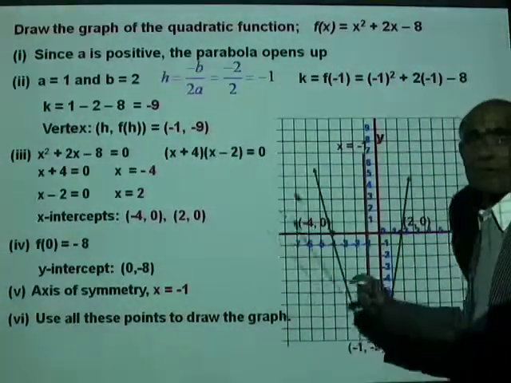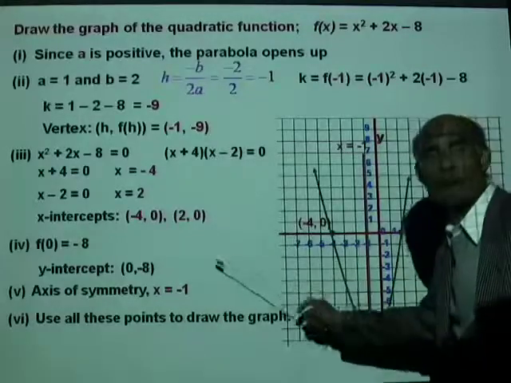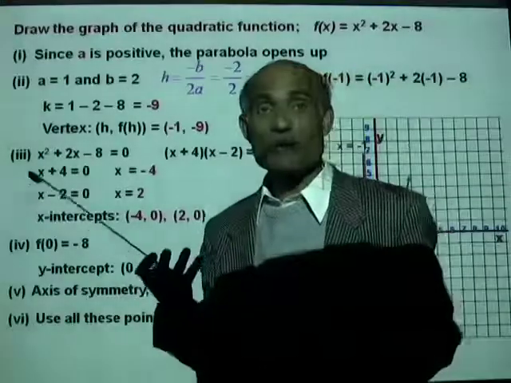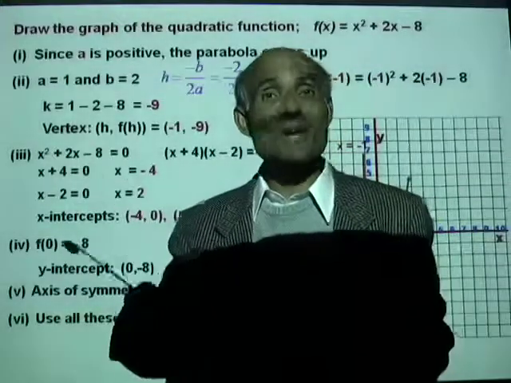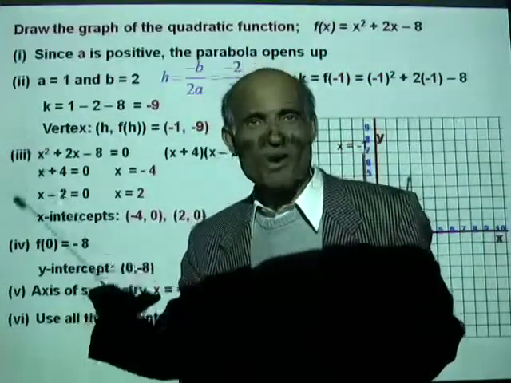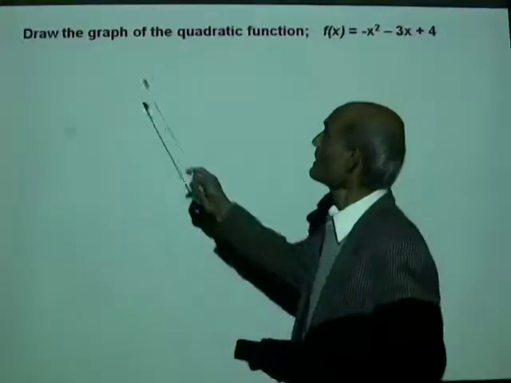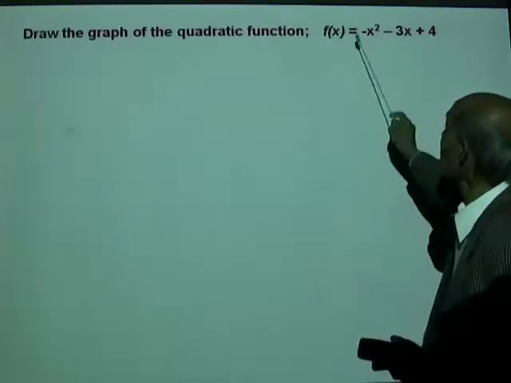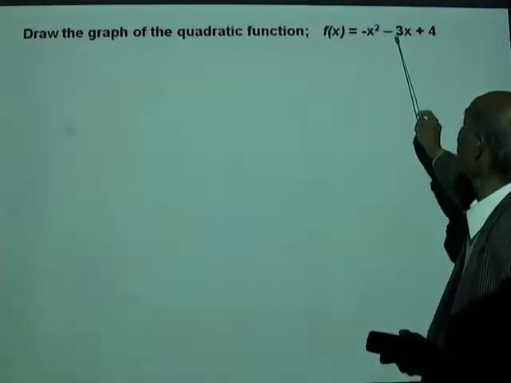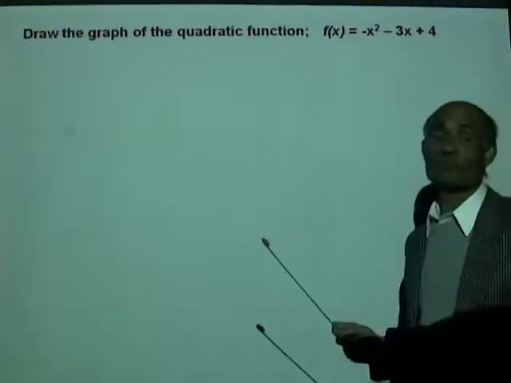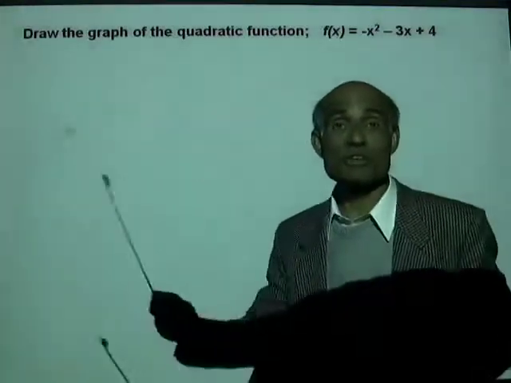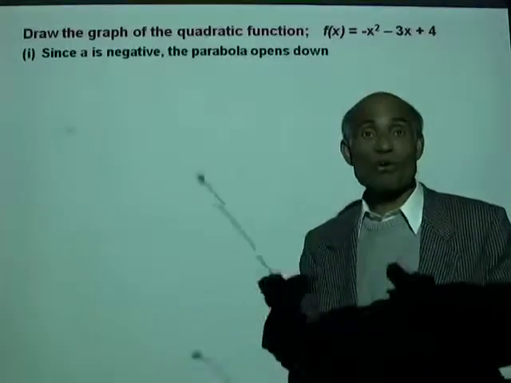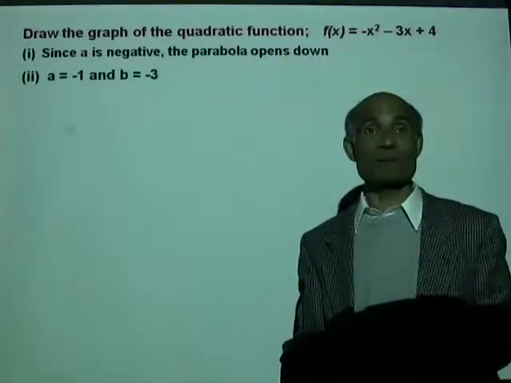Alright? I want you to stop the video and go back and do this one more time. Do it on your own. Remember, always, math is learned by doing, not by listening. Always do your own. Draw the graph of the quadratic function f of x equal to negative x squared minus 3x plus 4. The first information: the leading coefficient is negative. Therefore, the parabola opens down.